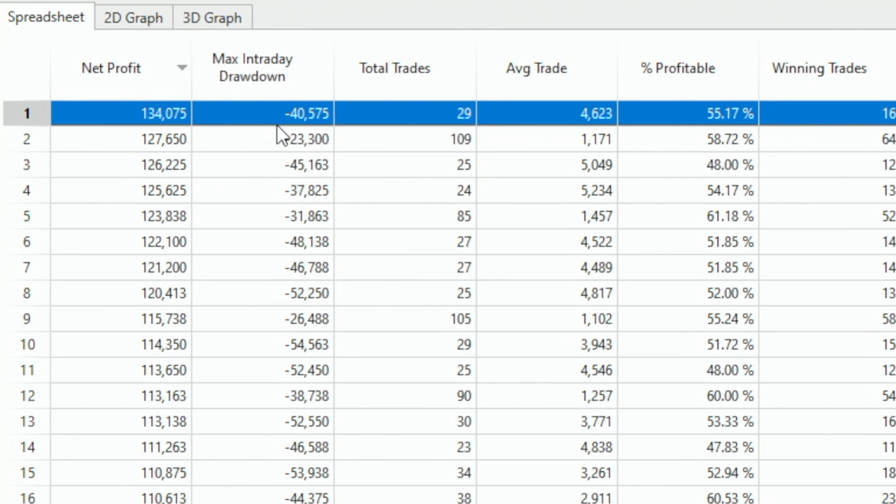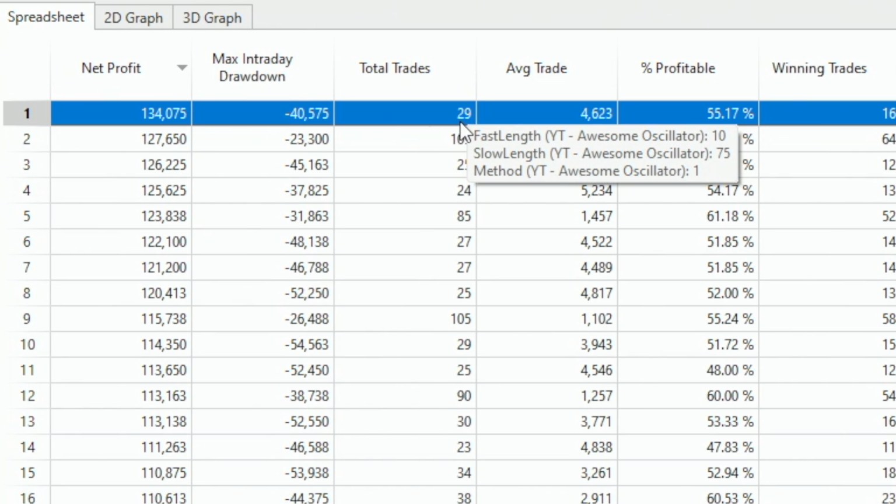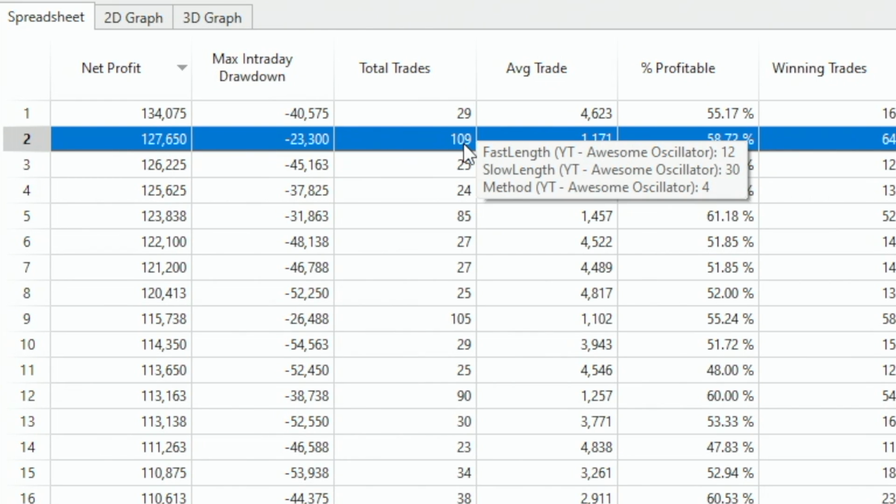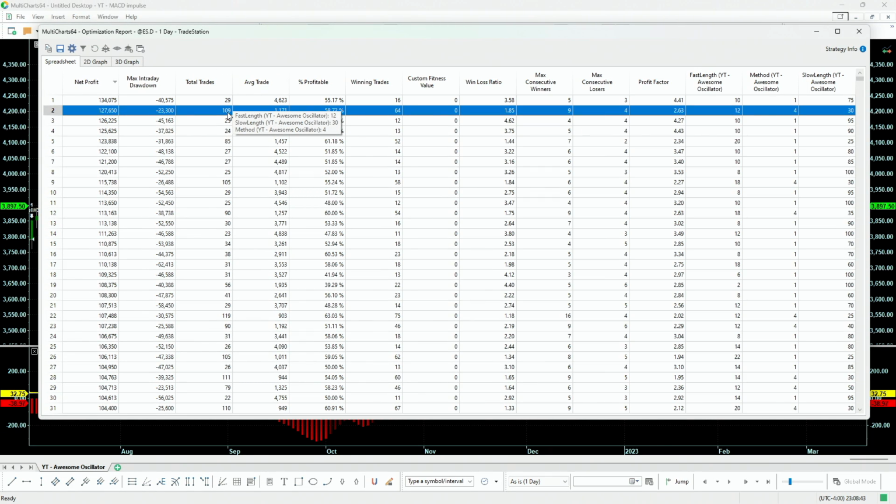The drawdown is 40,000. And also the number of trades is 29. And then the second one behind it is method 4. So we're making almost the same amount of money, but half the drawdown, and more than 3 times the number of trades. So definitely method 4 is much better than method 1.